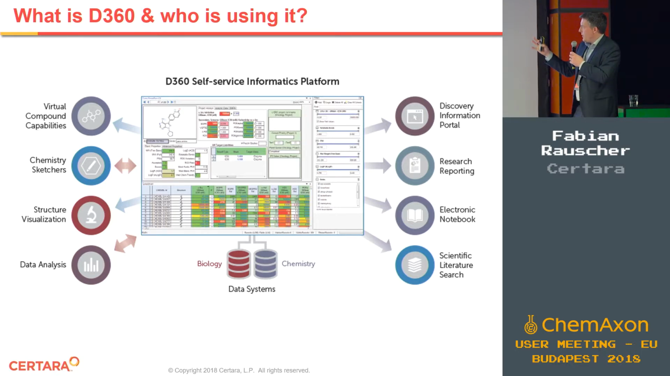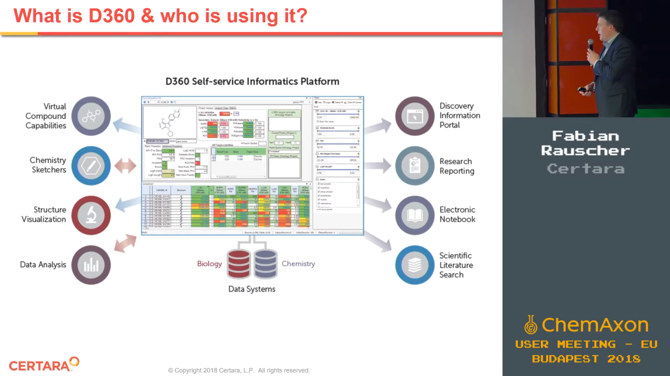From the data presentation, we integrate with the virtual compound capabilities and chemical sketches. One of the first sketchers that was supported here was Marvin Sketch. You can send it to a structural visualization or other data analysis tools like, for example, Spotfire. We have a direct integration with Spotfire, so you can work in real time with the data in Spotfire and D360 side by side. And of course, you link out to all the other information pieces, ELN pages, or scientific literature.